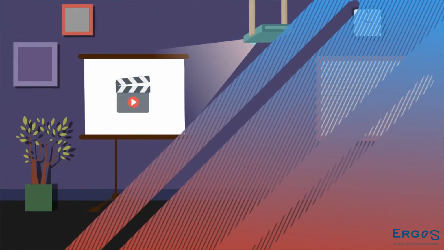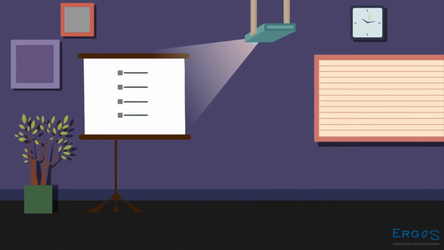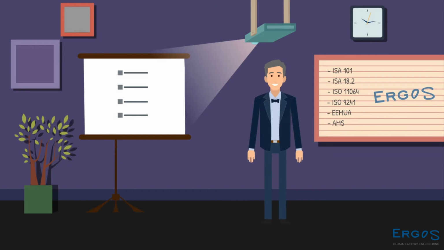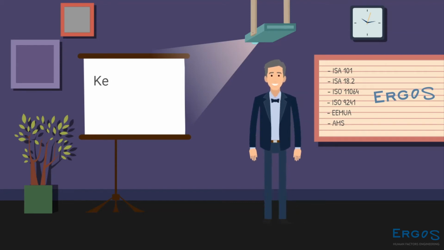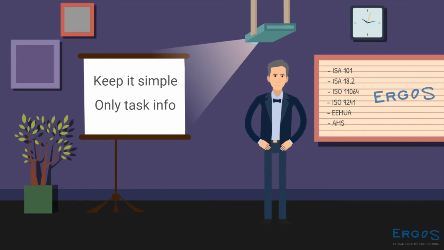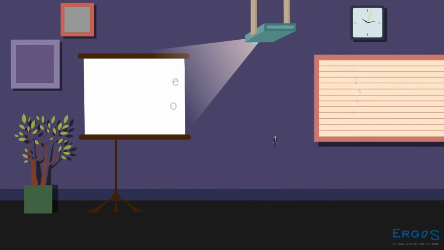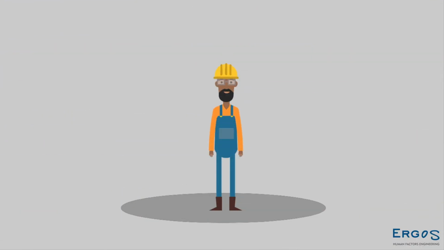In our videos, we present guidelines for redesigning process graphics. These guidelines are based upon ISA and ISO guidelines and other relevant reports. And of course, years of experience of our own. All these guidelines essentially say the same thing about the design of the graphic. Keep it simple and only present task-relevant information. But what is relevant information?